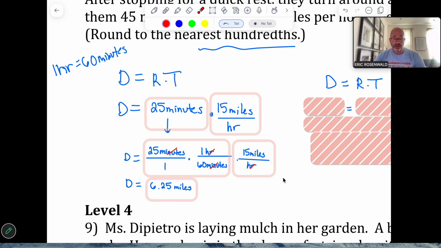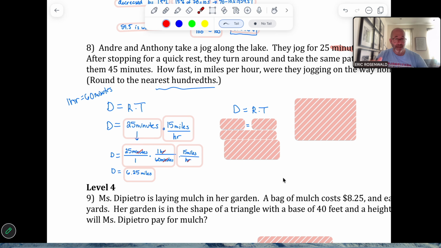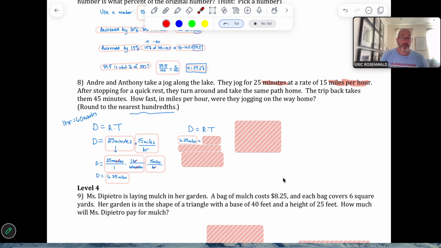So they travel 6.25 miles. Okay, so 6.25 miles is the total distance. Now he's going to come back. He's got to cover the exact same distance. This time, though, coming back, it's going to take him 45 minutes.